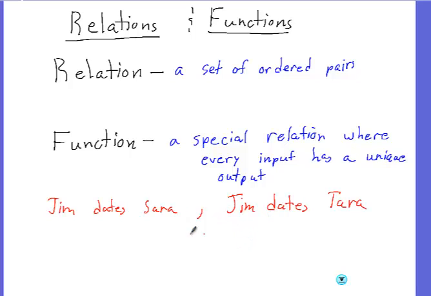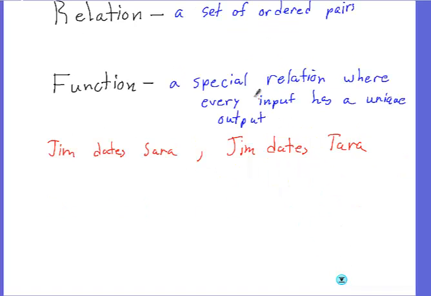Well, the answer is no, because Jim dates Sarah, but Jim also dates Tara. Therefore, Jim is two-timing Sarah and Tara, so neither of these relationships are functioning. That goes with the definition of a function because it's a special relation where every input has a unique output. Therefore, Jim, aka our input, does not have a unique output, aka his girlfriend, because he has two girlfriends. In a nutshell, that's functions and relations.